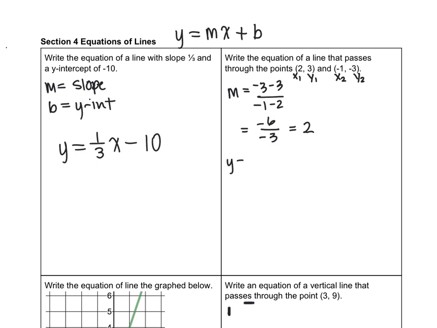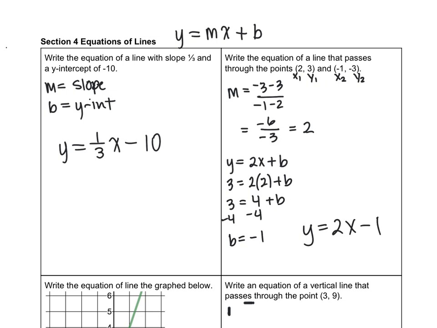So we know we have y equals 2x plus b. Now I need to solve for my y-intercept. And the way I'm going to do that is by plugging in one of my 2 original points. So I'm going to plug in (2, 3) since it's positive. So I'm going to plug in 3 for y, and I'm going to plug in 2 for x. So we get 3 equals 4 plus b. Then I'm going to subtract 4, and we get that b equals -1. So my final equation is going to be y equals 2x minus 1.